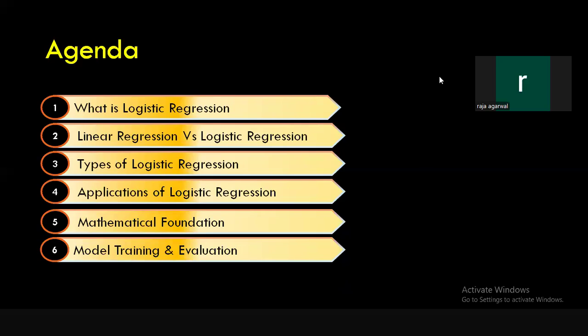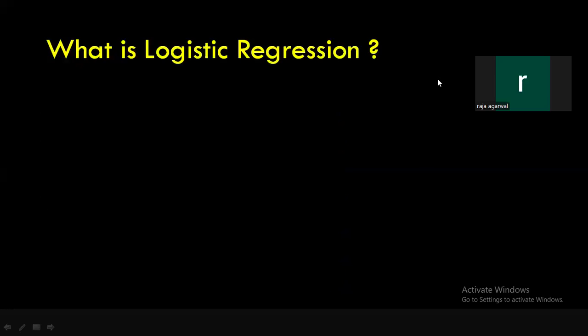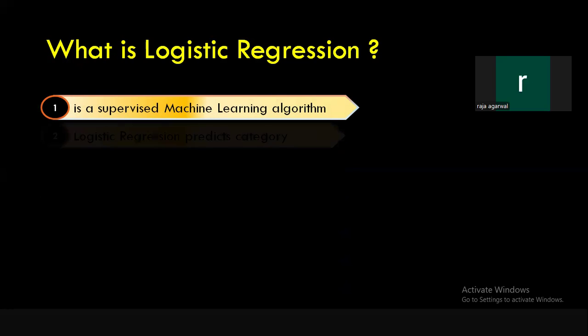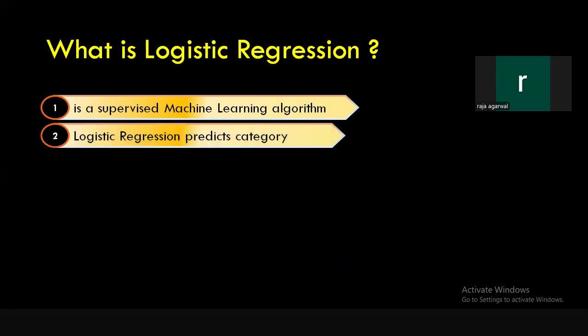All right, let's get straight to it. What is logistic regression? It is a supervised machine learning algorithm used for classification problems. Unlike linear regression, which predicts continuous values, like predicting housing prices, logistic regression predicts categories, like yes or no, spam, not spam, fraud, not fraud.